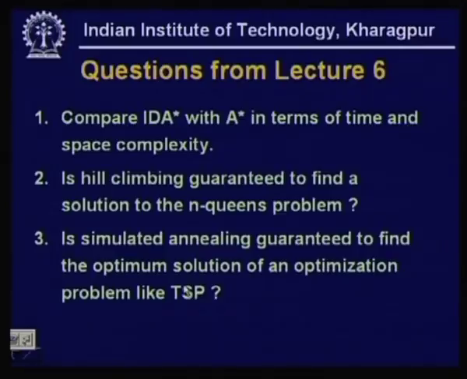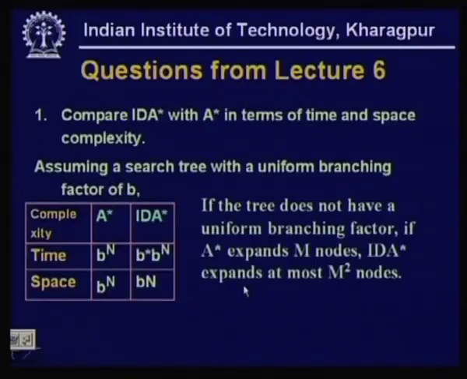Now, we move on to questions from lecture 6. Question number 1: compare IDA star with A star in terms of time and space complexity. Let us assume a search tree with a uniform branching factor of b. In this case, the time complexity of A star is b to the power n, of IDA star it is b into b to the power n. The space complexity of A star is b to the power n, of IDA star it is only b into n, which is linear. However, if the tree does not have a uniform branching factor, this may not be true, but we can see that if A star expands m nodes, IDA star expands at most m square nodes. This happens if at every new iteration exactly one new node is expanded.